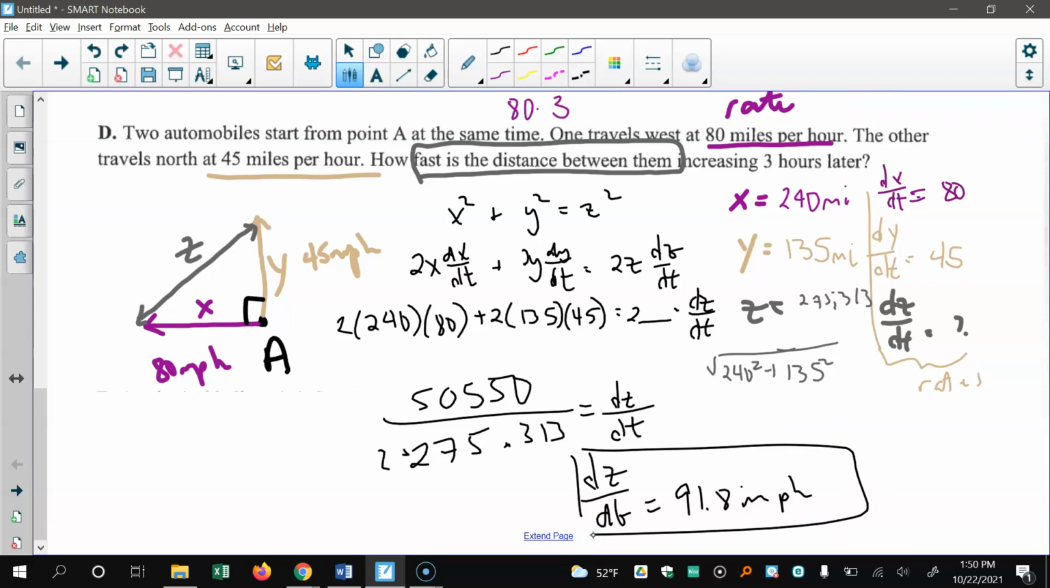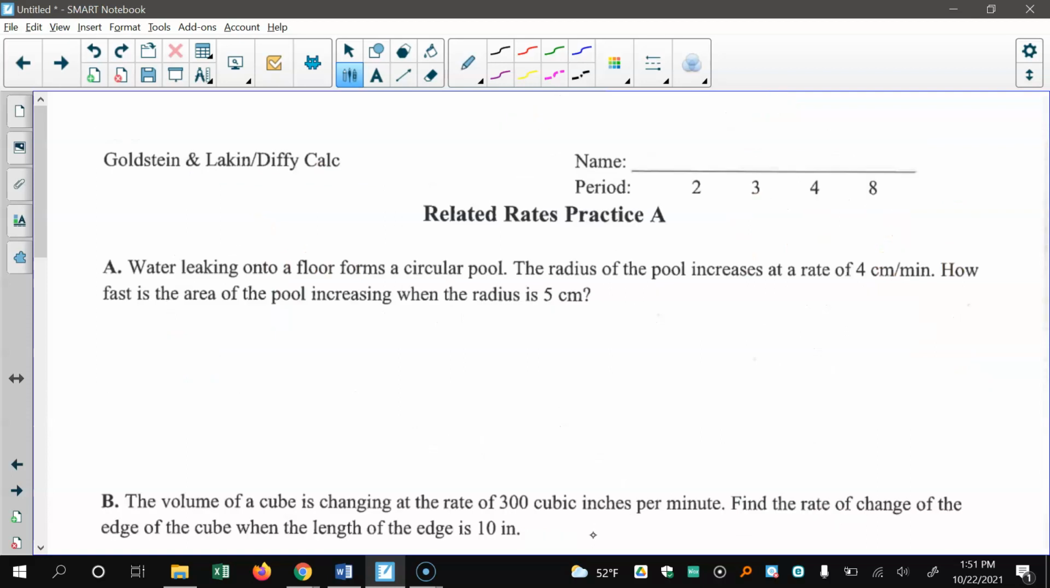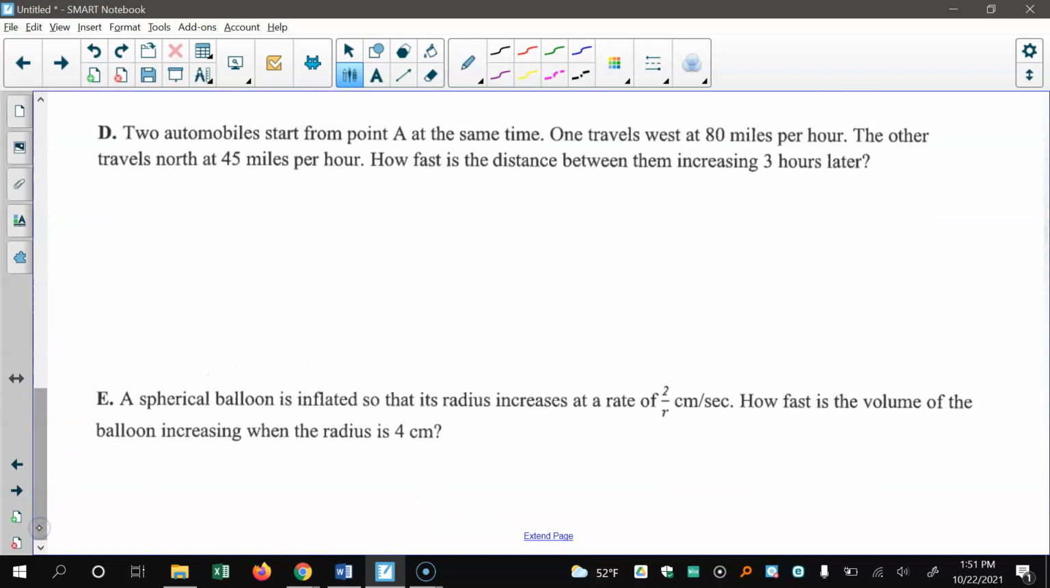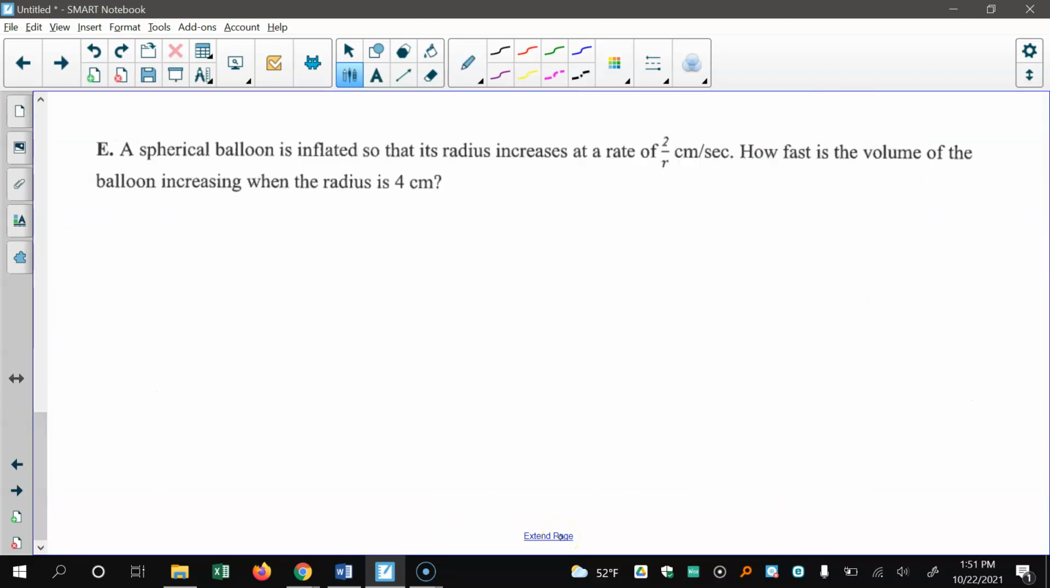Let's go on to E. E says a spherical balloon is inflated so that its radius increases at a rate of 2 over r centimeters per second. How fast is the volume of the balloon increasing when the radius is 4 centimeters? Ooh, we have no idea. But what we can see about the problem is that we have a sphere. And everyone in the world remembers that the volume of a sphere is 4/3 pi r to the third.